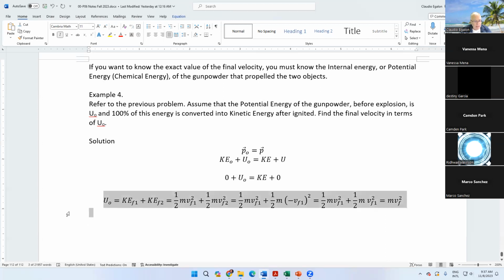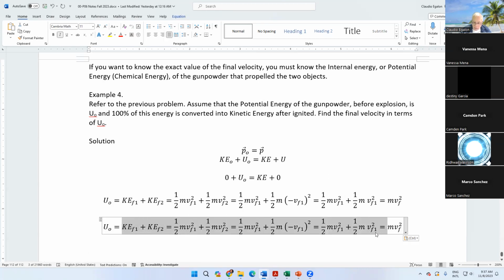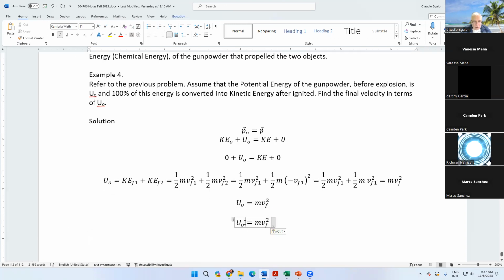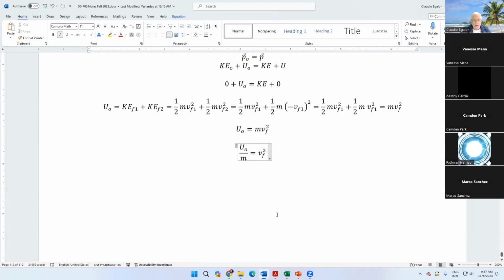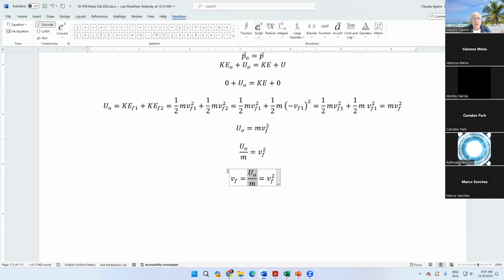Okay, and finally, we can get that's the equation. We can get our relation in terms of U naught. U naught divided by M is V squared. Vf is the square root of U naught divided by M. Vf is the square root, like that.